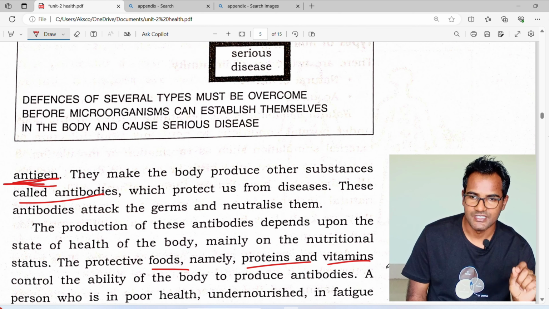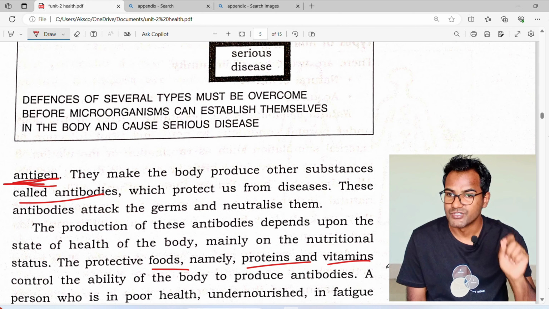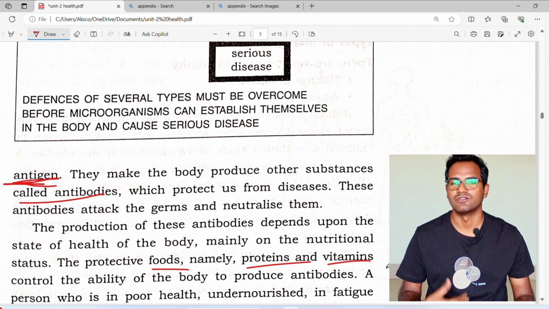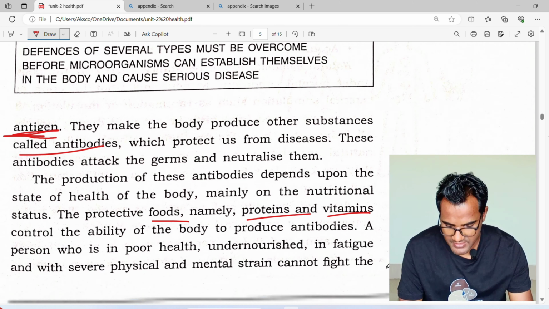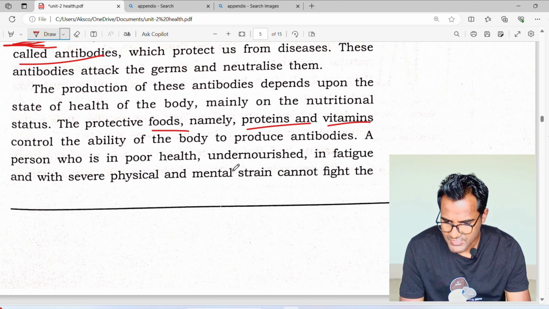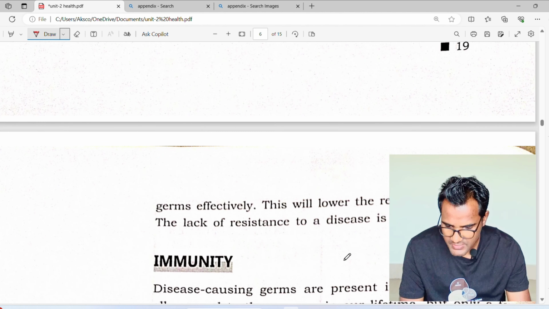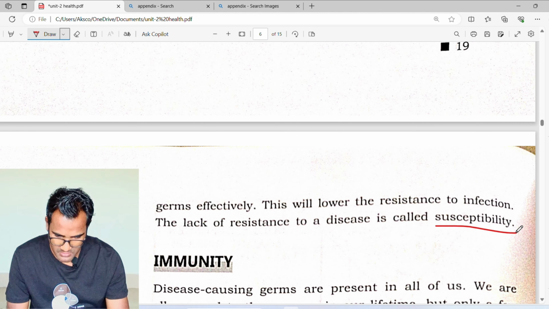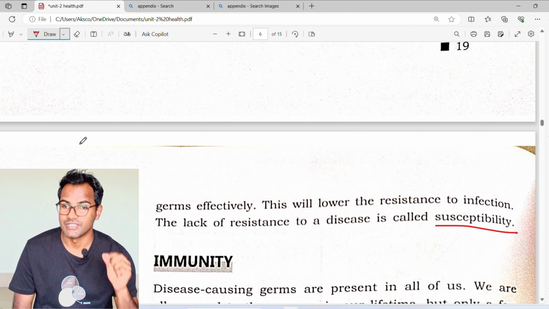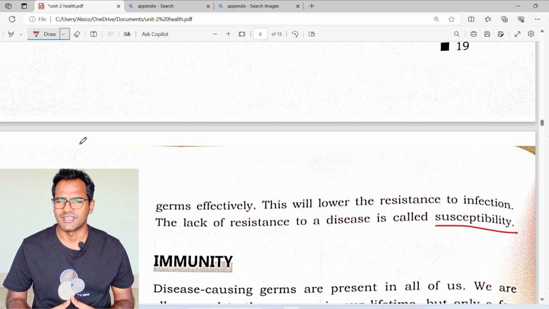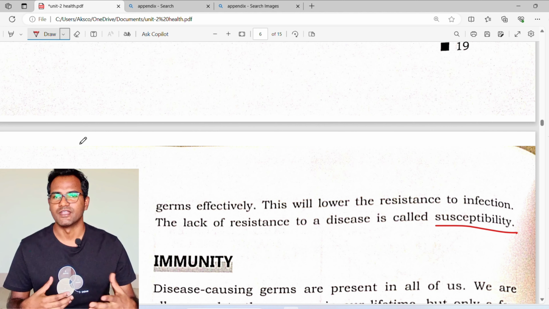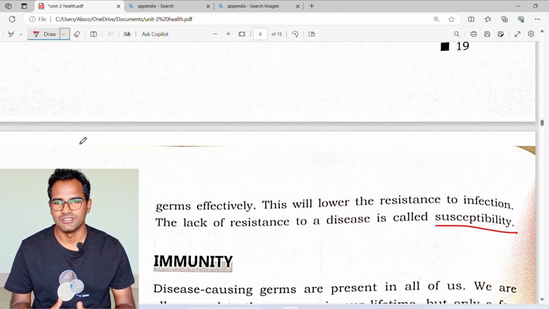So in order to stay healthy and have good immunity, you should have enough proteins and vitamins. Especially as we saw during COVID-19, vitamin C was recommended very much in order to fight certain types of viruses. Let us see what we have next. A person who is in poor health, undernourished, in fatigue, and under severe physical and mental strain cannot fight germs effectively. This will lower the resistance to infection. The lack of resistance to disease is called susceptibility. Now, some people do not eat a balanced diet, they are undernourished, fatigued, sickly, thin, not healthy. Whenever there is a breakdown of disease or an infection in the body, these people are affected very badly.